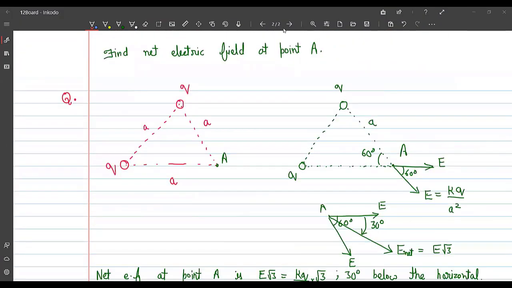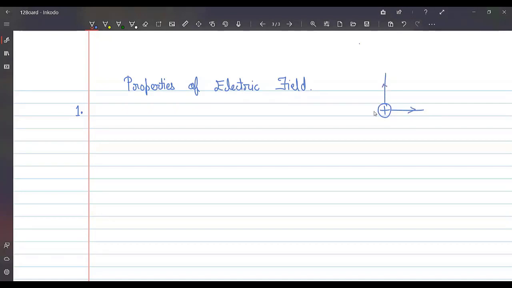Next, we are going to start with the properties of the electric field. Some properties you have already understood through the problems. See, the first property will be that electric field originates from the positive charge. It originates from the positive charge and it terminates at the negative charge. So electric field will always start from a positive charge and will always end at a negative charge. Okay, that is the first property.